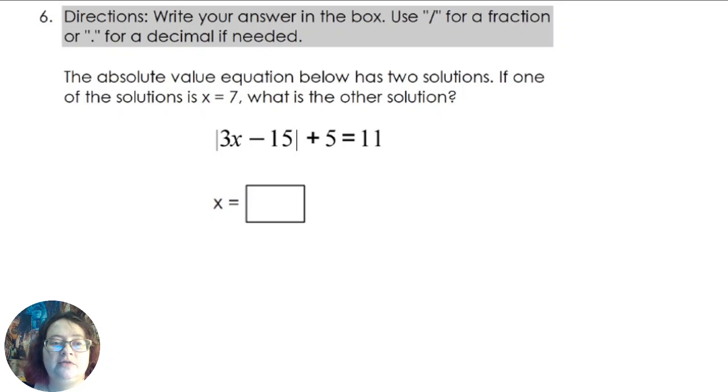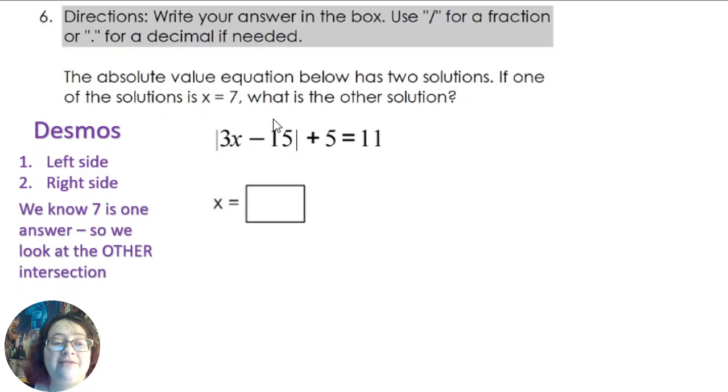Number 6, write your answer in the box. Use the slash for a fraction or dot for a decimal if needed. The absolute value equation below has 2 solutions. If one of the solutions is x equals 7, what is the other solution? We're going to go to Desmos, left side in the first box, right side in the second box. It's not an inequality, so I don't need anything in the third box.